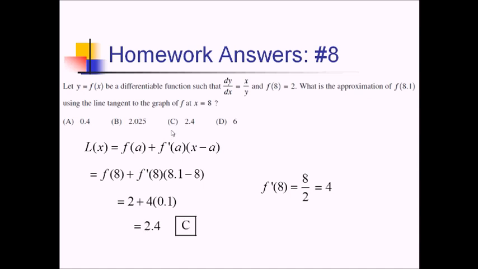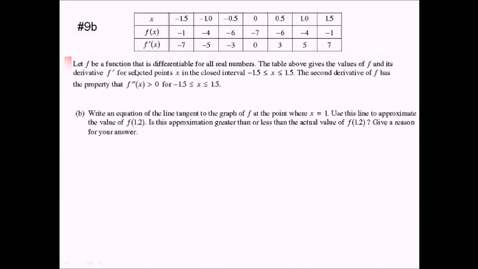Choice C. On this problem, f is a function that's differentiable for all real numbers, and the table above gives us values of f and its derivative at selected points between negative and positive 1.5. And they're also telling us, and this will be important for this problem, the second derivative is positive on this interval here.